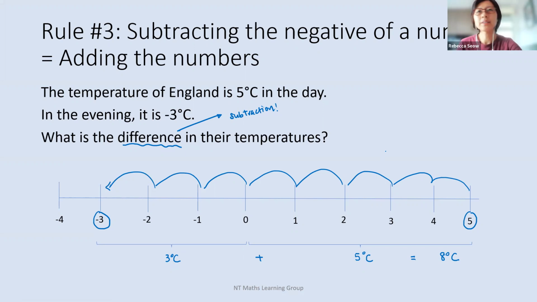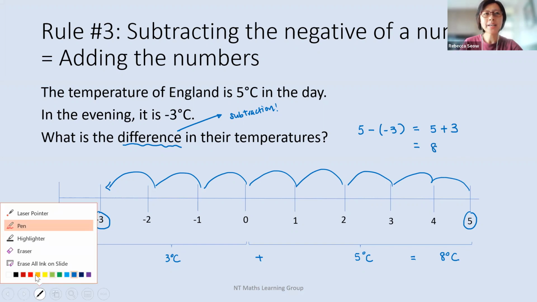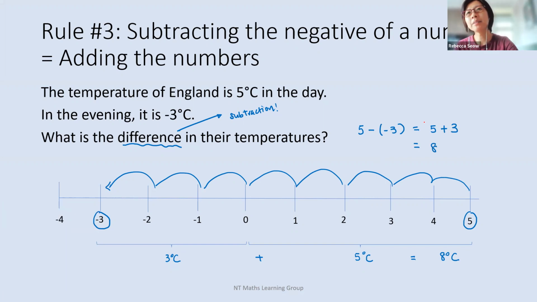Okay, so in other words, we could say that 5 take away -3 would give you 5 plus 3, which is 8. So when you subtract a negative number, you end up adding the numbers. Remember this is really key.